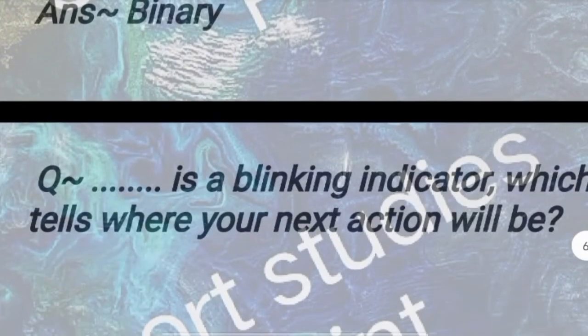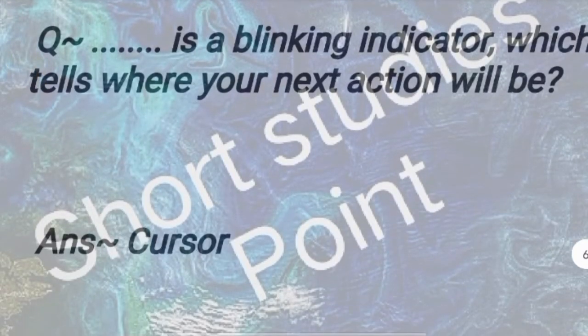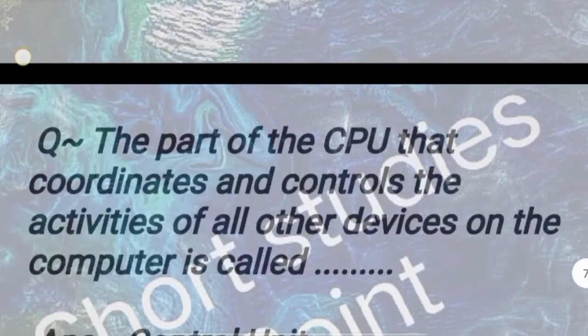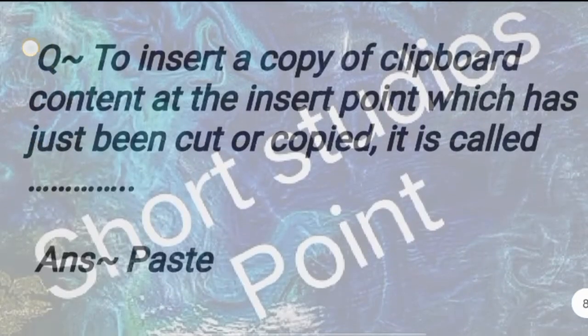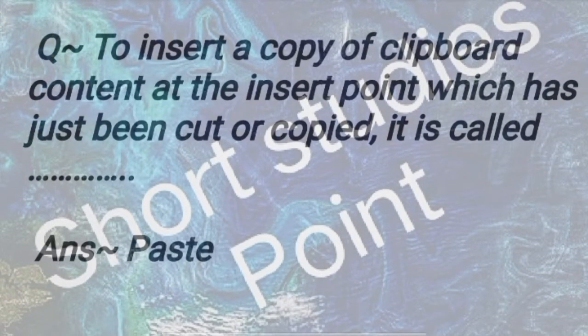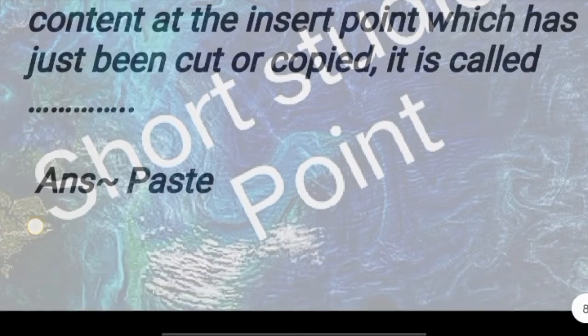Next question: to store computer data and perform calculations, we use dash number system. Answer: binary. Next question: dash is a blinking indicator which tells you where your next action will be. Answer: cursor. Next question: the part of the CPU that coordinates and controls the activities of all other devices on the computer is called dash. Answer: control unit. Next question: to insert a copy of clipboard content at the insertion point, which has just been cut or copied, it is called dash. Answer: paste.